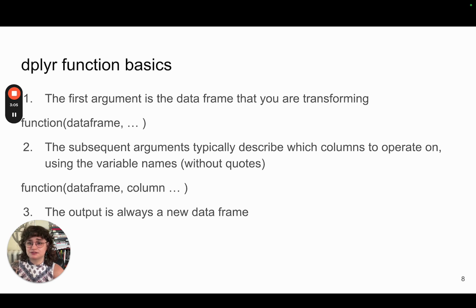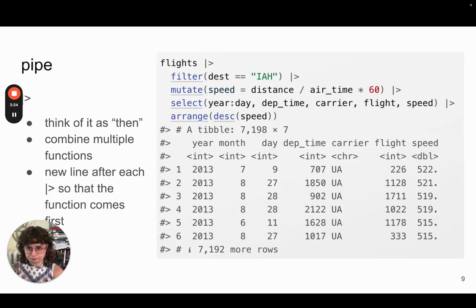The basics of these functions: anytime you encounter a function, be it mutate, select, whatever, you can think of that as a verb, you're doing something to the data. You list the function name, and then the first argument is going to be the data frame. After that, you tell it what columns it needs to operate on using the variable names, so the column names, and the output is always going to be a new data frame. So that's just something to think about as you're doing anything with the dplyr package.